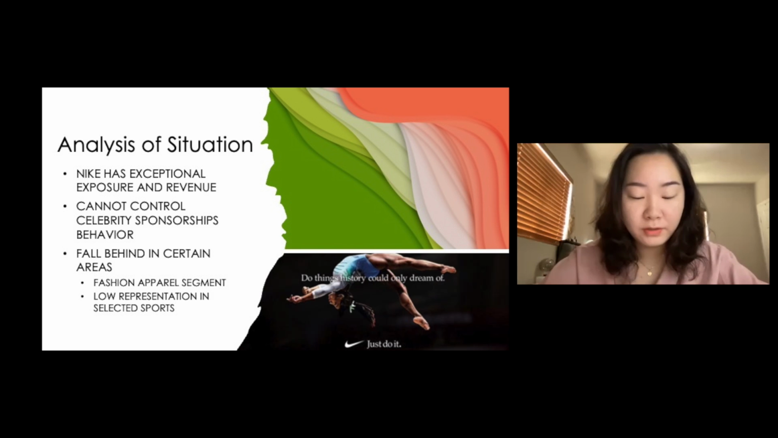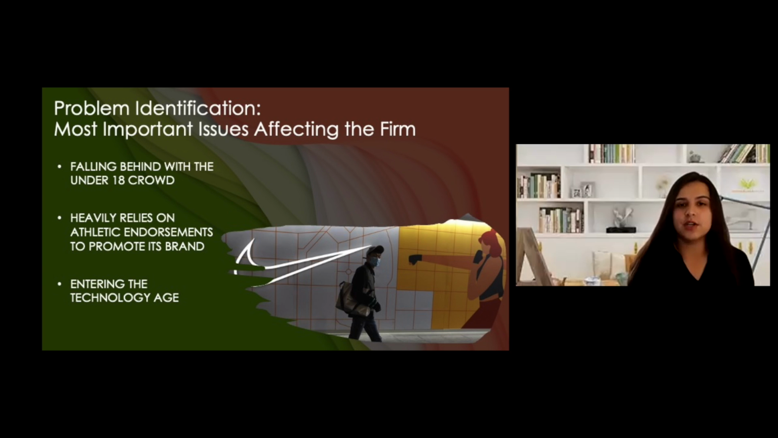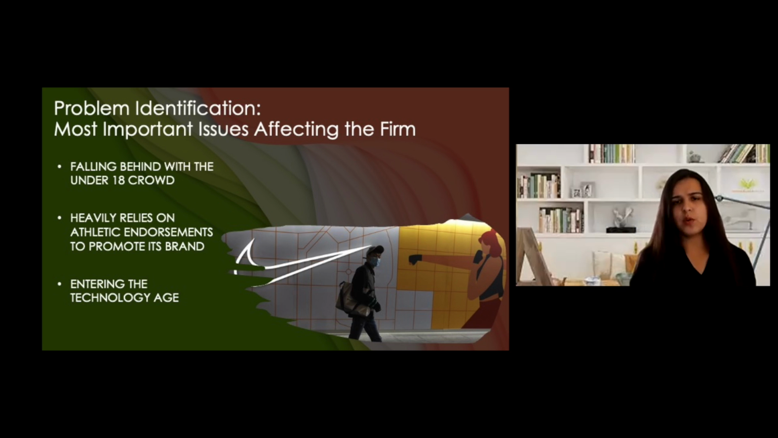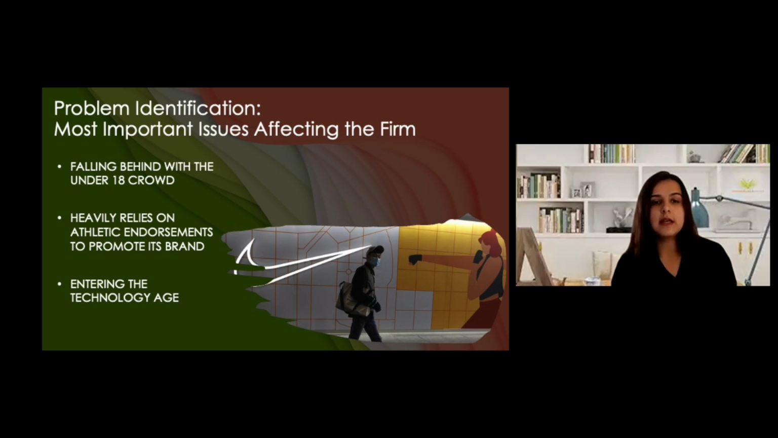Now I'm going to pass over to Sybil for identifying problems. I'm going to go ahead and jump into the problem identification. The most important issue affecting Nike is that Nike is falling behind in tapping into the 18 and under crowd. With branding and marketing, it is very important that the 18 and under crowd is tapped into because they are one of the biggest buyers of athletic fashion apparel companies.